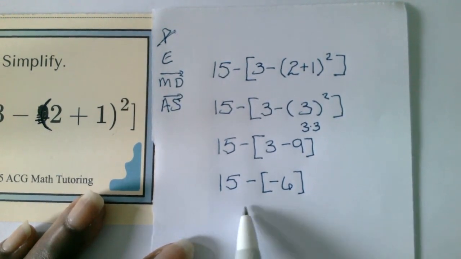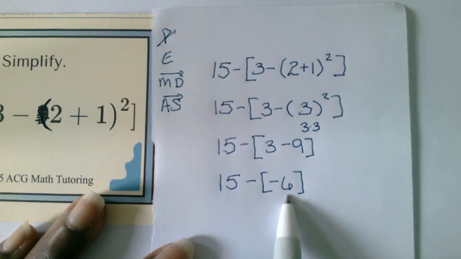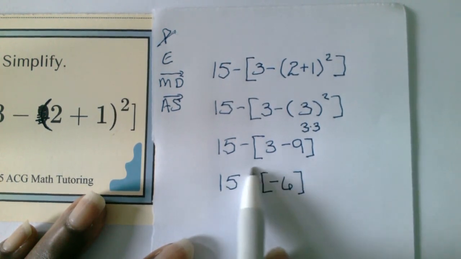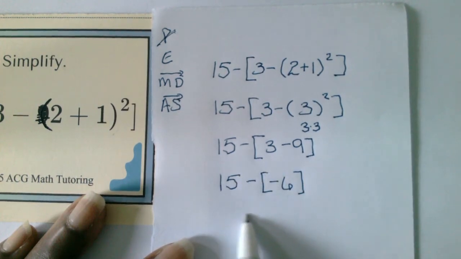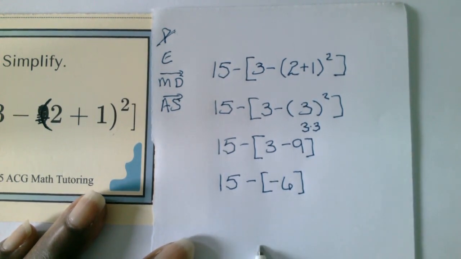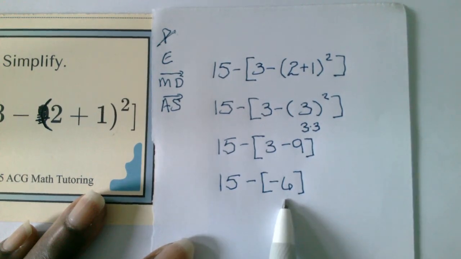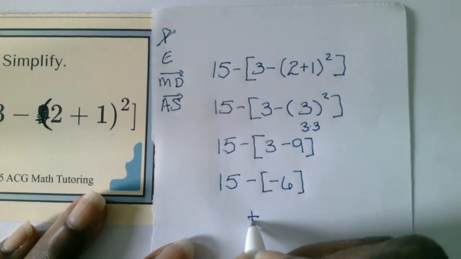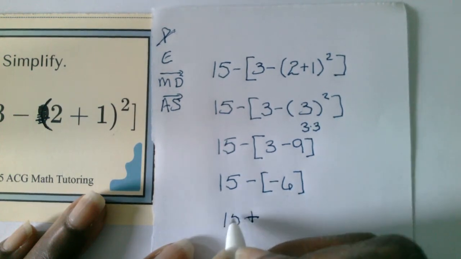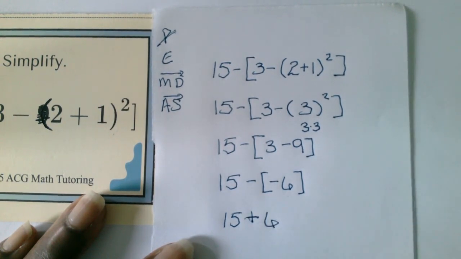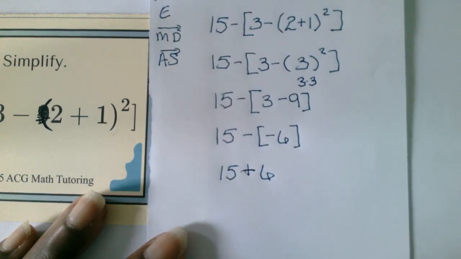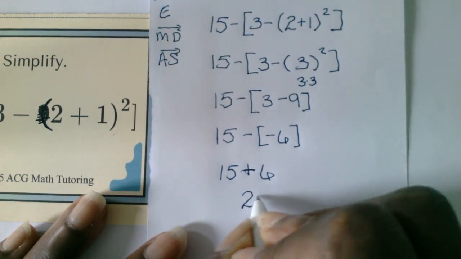Alright? So now we have 15 minus a negative 6. When you minus a negative 6, this is another part that I want to say at least a good 86% of students usually get wrong. They just go ahead and say, let me just bring it down, so it's 15 minus 6. No, it's minus a negative 6. When you minus a negative, that actually turns positive. So we actually have 15 plus 6, and 15 plus 6 will give us our 21.